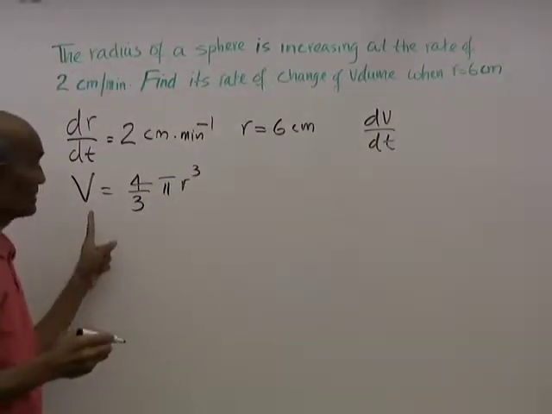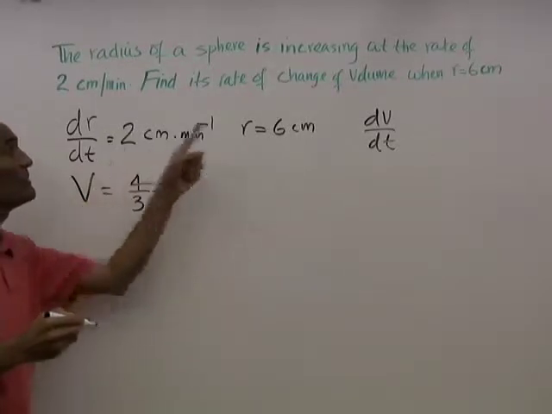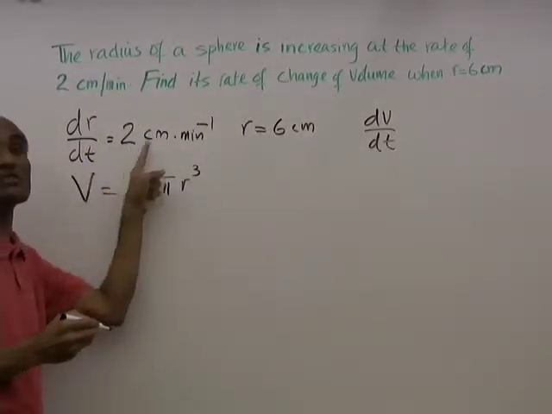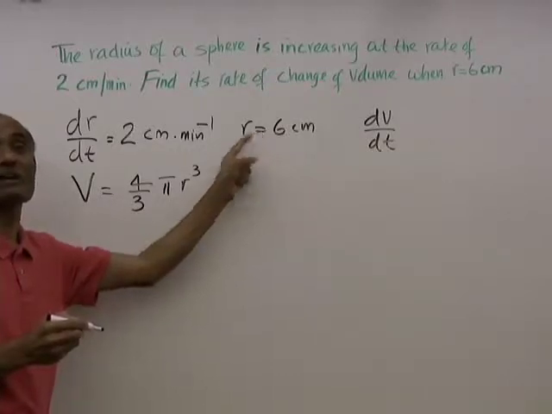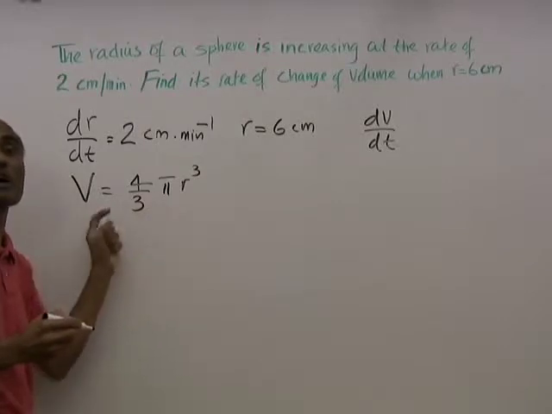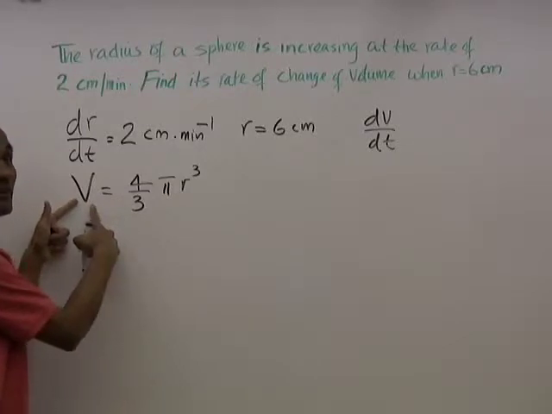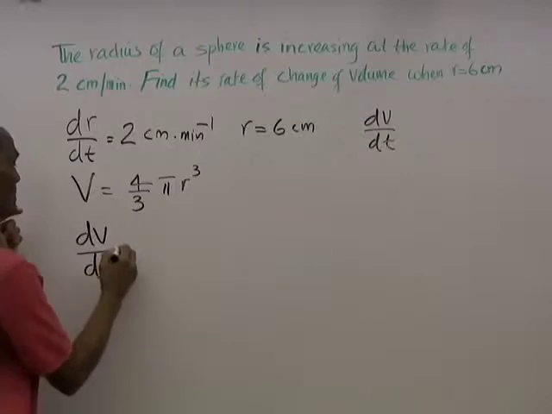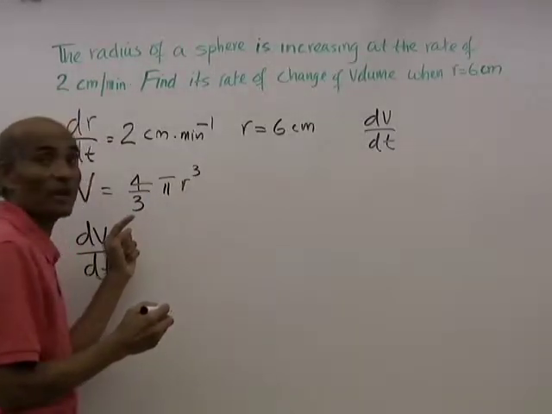And now what do we do? We have the equation. We want to find dV by dt when dr by dt is given at the instant when r equal to 6 centimeters. So what we need to do is find the derivative of both sides with respect to time. So what is the derivative of V with respect to time? It is dV by dt, that's what we want. What is the derivative of the right hand side?